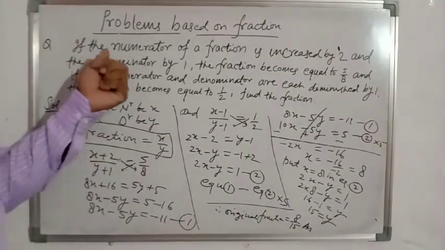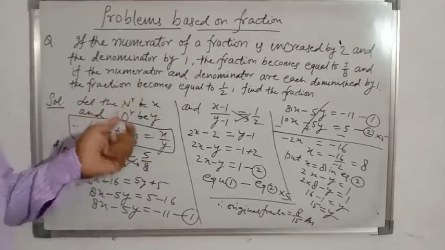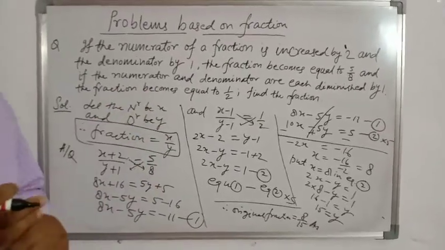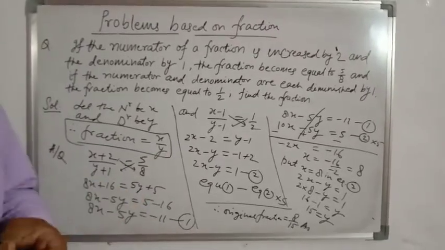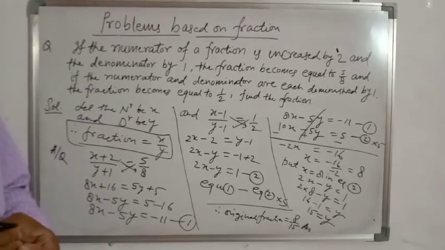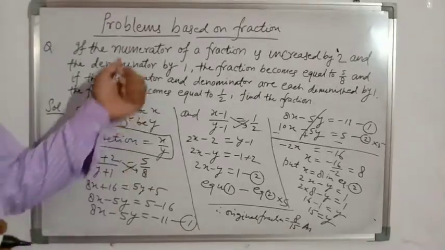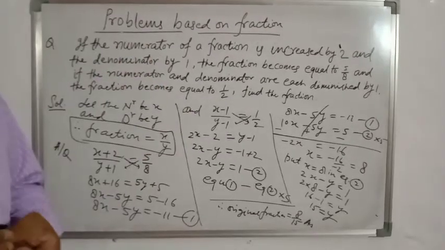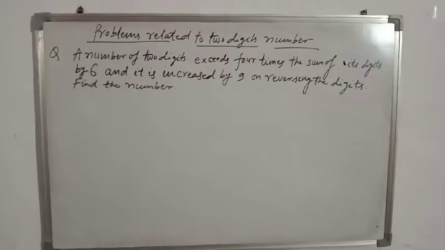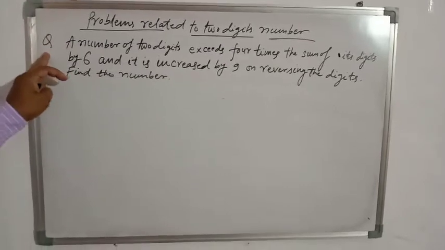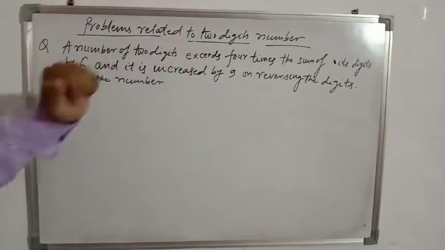So this is the problem related to a fraction. In this problem, according to the statement of the question, we have to make two linear equations in two variables, and after that we will solve both the equations to find both variables. I think it is clear to you. Now we will see some more problems based on two-digit numbers. So our next problem is related to two-digit numbers.